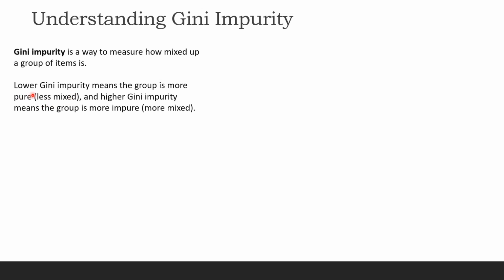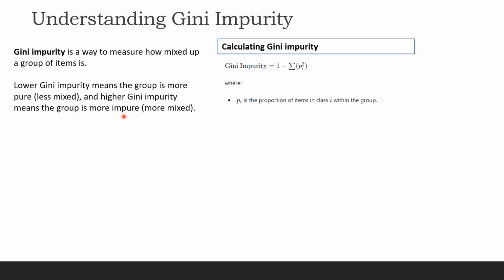So in other words, lower Gini impurity means the group is pure. Let's take a bag with black and red balls. If we have 9 red balls and 1 black ball, it is less mixed. It will have less Gini impurity. And if we have 5 of each, then we have high Gini impurity, which means the group is more impure and more mixed. How is Gini impurity calculated?